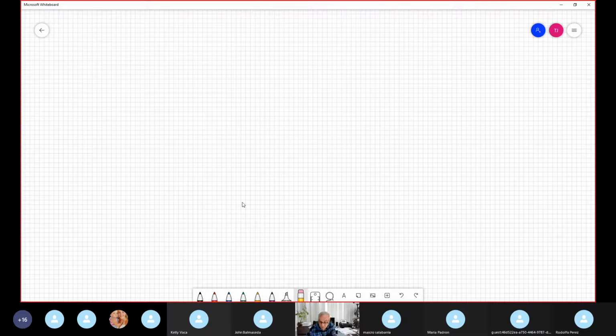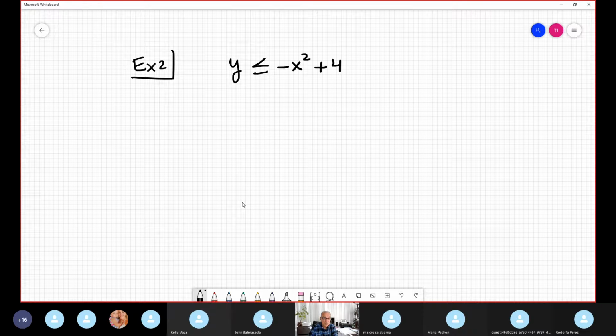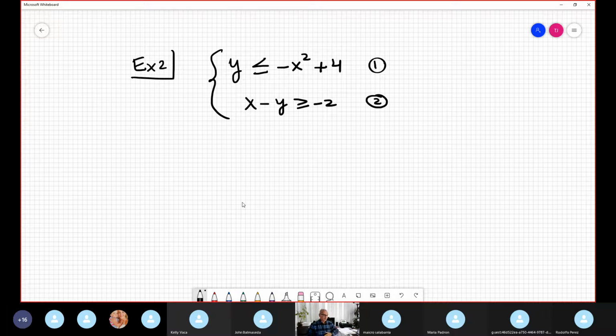Look, the second example, maybe it's linear or non-linear, guys. Example 2 is y less than or equal to minus x squared plus 4. Inequality number 1, non-linear, of course, because it's a square. And the second is x minus y greater than or equal to minus 2. Copy that. This is my system. Immediately I go open Desmos.